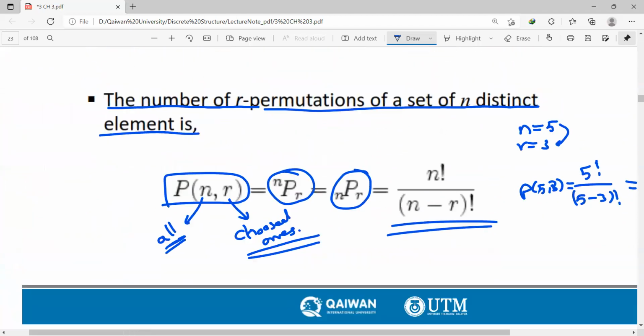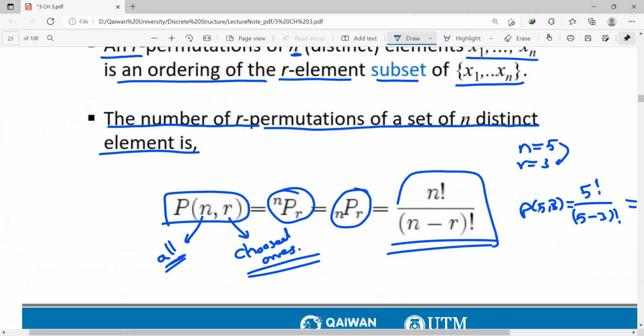Here we have some examples, but you should memorize this one. You should know this rule. So the R permutation of n, which is written like this, P of n and R. The bigger one is n, and the smaller one is R. As always, R is less than or equal to n.